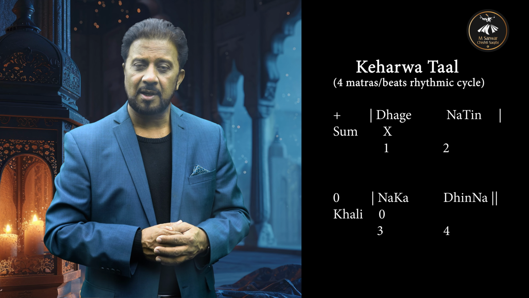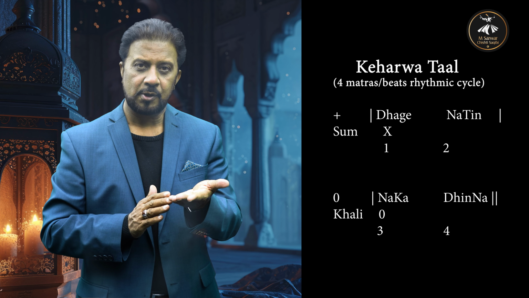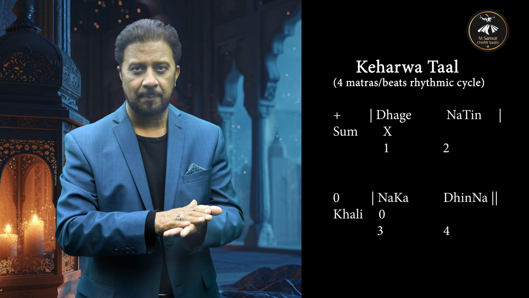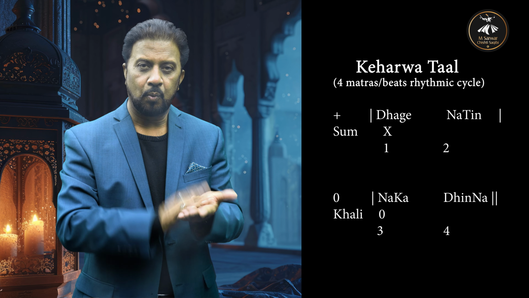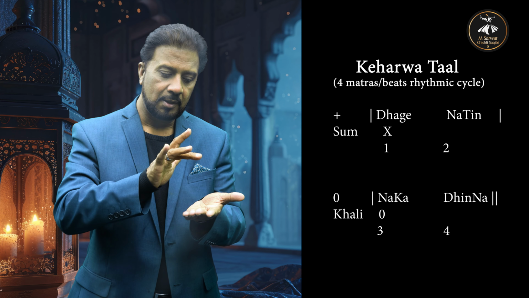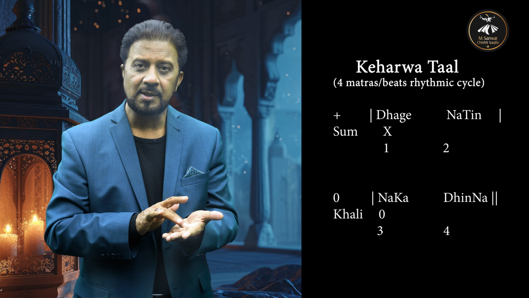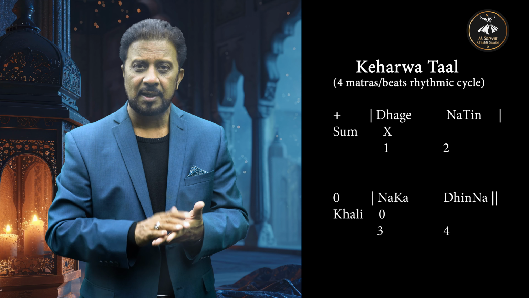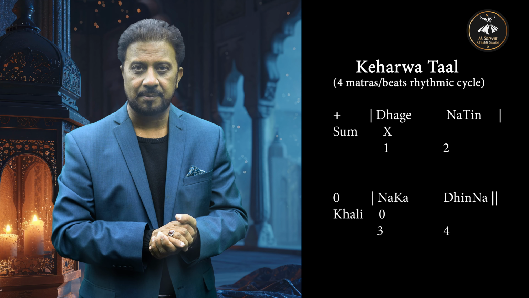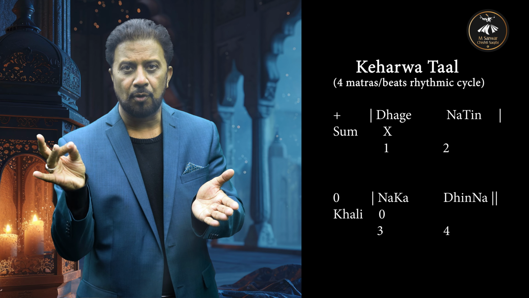So to clap Kaherva Taal with the notation, you do it like this. You put your hand like that, and then your right hand or left hand if you're left-handed. 1, 2, 3, 4. 1, 2, 3, 4. The reason why I use the fingers is because a composition can start from any beat, and a beat is called matra. So once again, 1, 2, 3, 4.